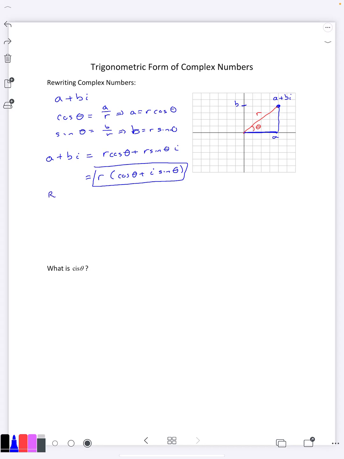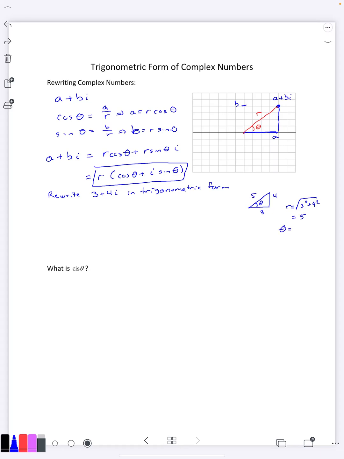Let's say, rewrite 3 plus 4i in trigonometric form. So think about what's happening on the picture here. We have 3 right, 4 up. This is our angle theta. So what's our r going to be? Well, r is the square root by Pythagorean theorem. r is going to be 5 here.